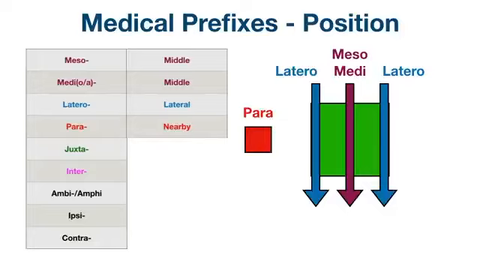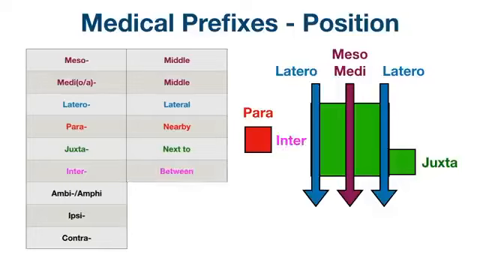Next we have para, which refers to nearby, alongside, or beside. You can think of a parachute, and if you're going to jump off a plane, you want your parachute alongside or nearby you. You can see we've got a red box labeled para nearby the green one. Juxta means next to. You can think of juxtapose, which means putting two or more things side by side. You can see we've got our green juxta box next to the main green one.